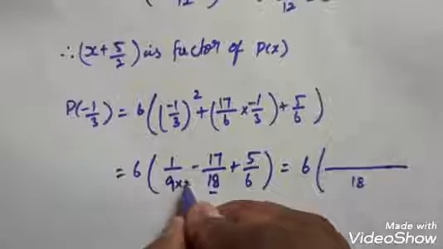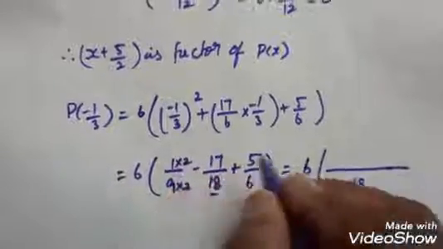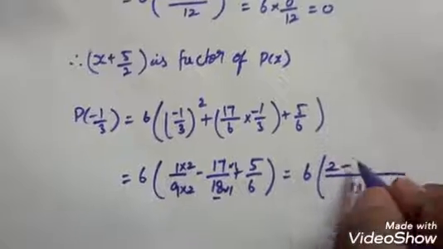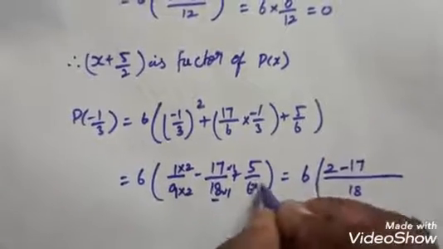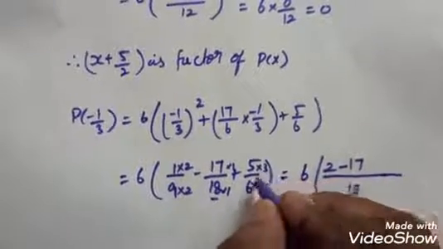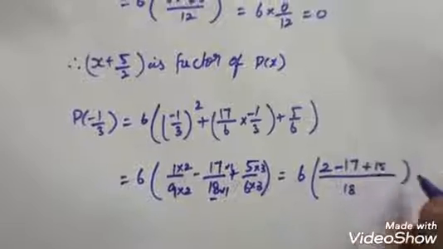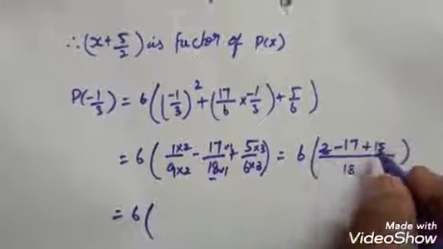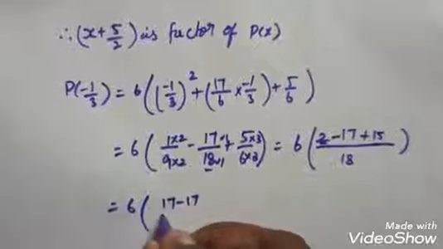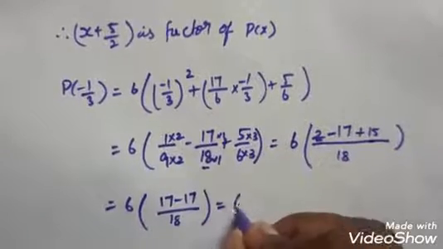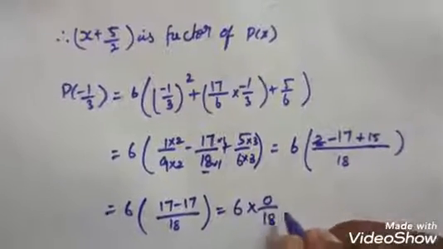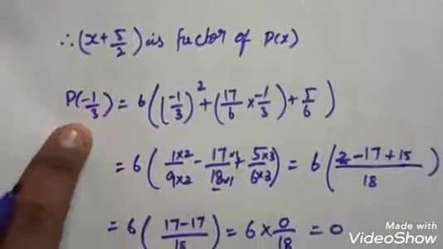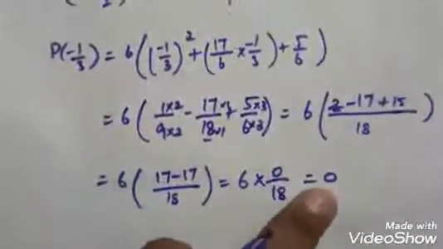Because of that, this 9 can be multiplied with the 2, 1 2s are 2, so 18 into 1, and 17 into 1, minus 17. Here this 1 can be multiplied with the 3, 5 can be multiplied, we get plus 15. So now we get plus 2 plus 15. So 17 minus 17 divided by 18, which is equal to 6 into 0 by 18, which is equal to 0. So instead of x I substitute minus 1 by 3, I get 0.